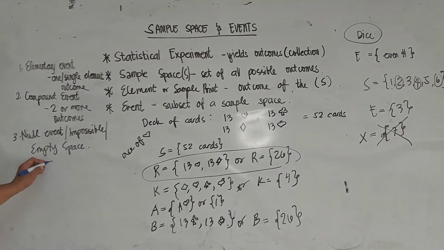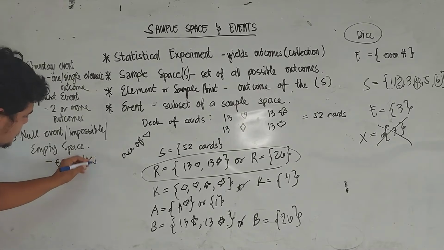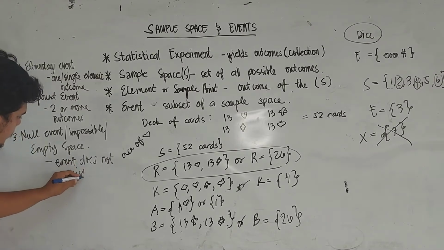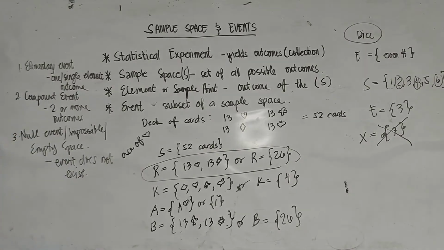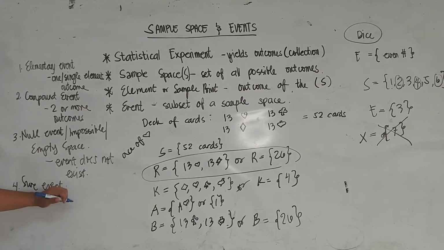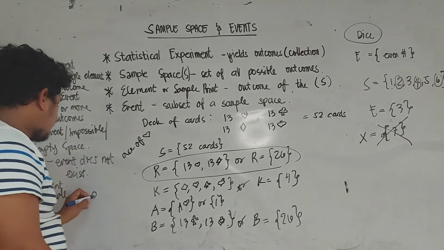Meaning, if the event does not exist. Understand? Kapag sinabing null event, meaning the event does not exist. Okay, the fourth type of event is what we call the sure event, which I think is just so stupid because nakakasabot kung ahani siya gamiton. Kung sure event daw kay all are outcomes.